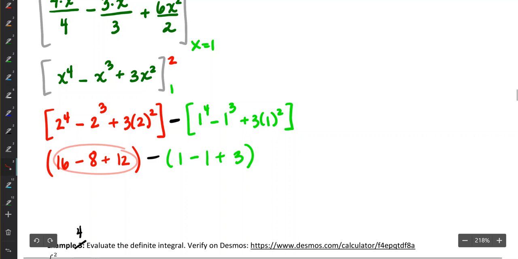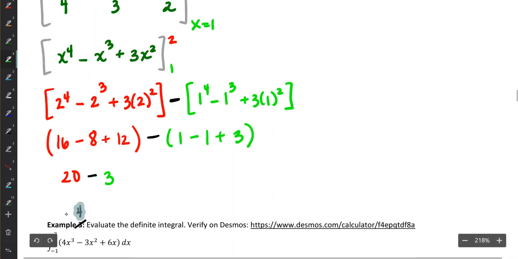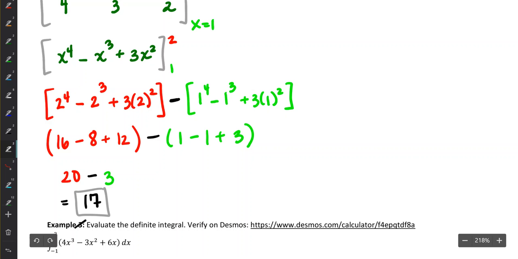Simplifying here, 16 minus 8 is 8, plus 12 is 20. Minus 1 minus 1 is 0, plus 3 is 3, so we're minusing a 3. And 20 minus 3 is 17. And we are done, but we need to know what the argument is.